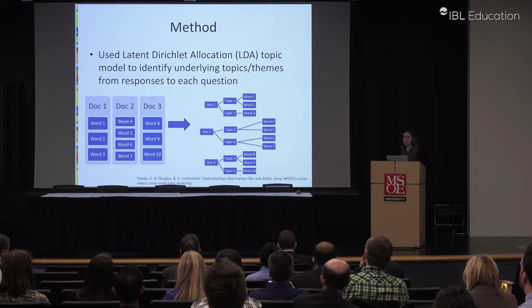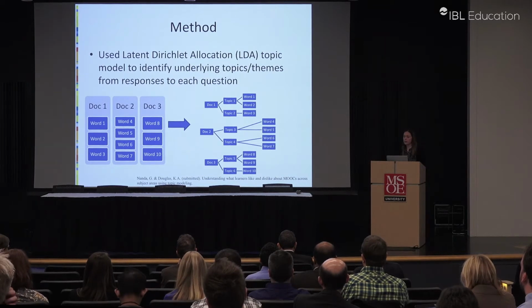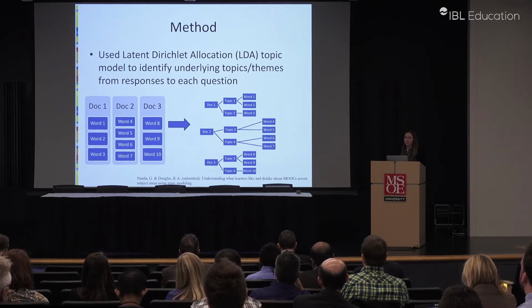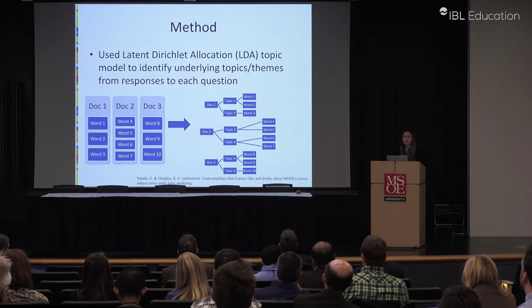So we used the latent Dirichlet allocation topic model to identify the topics and themes from the responses. The way this works is that it'll suggest topics, but then in order to interpret what that topic was, we actually sampled out 100 cases and analyzed them qualitatively, so that we would make sure that we were interpreting those results authentic to what the learner was actually saying.